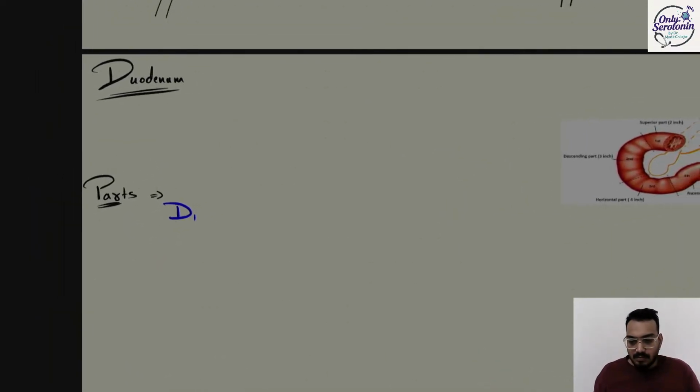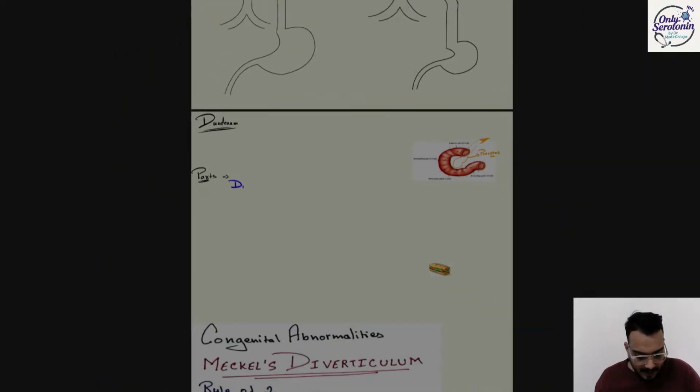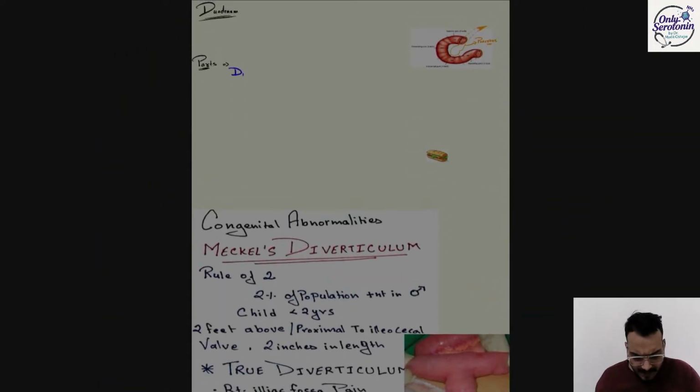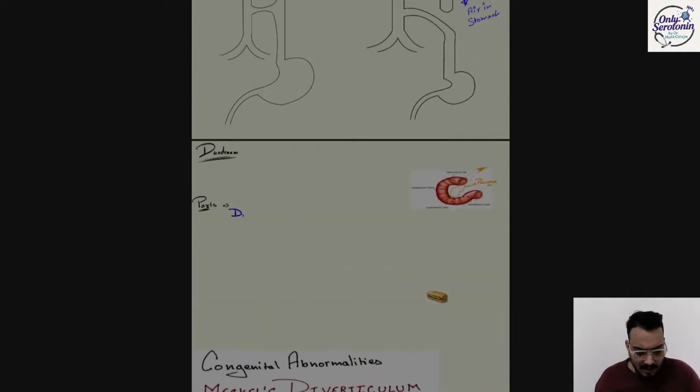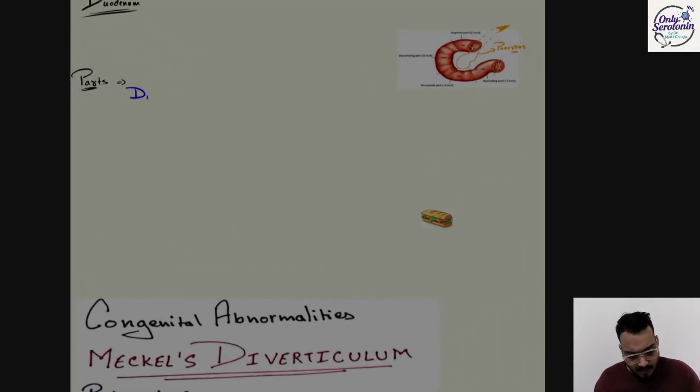Now, give me 2 minutes, guys. Let me go to the washroom. Then we will complete it within maximum 10 minutes, right? Duodenum and congenital anomalies, that is Meckel's diverticulum. These two things are remaining. Other than that, we have completed everything. So give me just 2 minutes, then we are going to start again, okay?